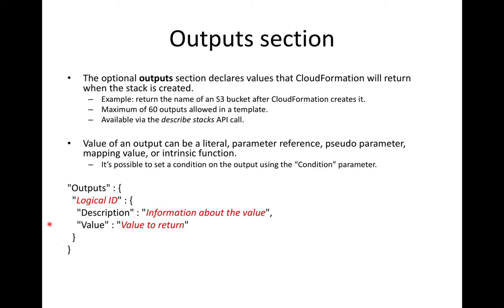Now, here's an example of the outputs section of the template. You have outputs, which is wrapping an object, and each output has a logical ID, which is a logical name, a description, and then a value. And in the value, we specify the value that the output should reference. And this value is almost always dynamically generated. It's always based on some sort of parameter reference or some sort of function. It'd be very uncommon for this to be a literal static value.